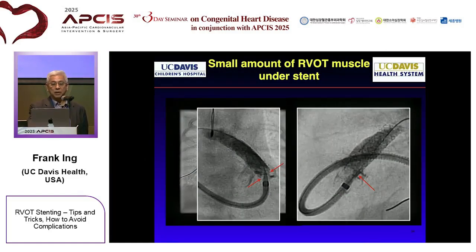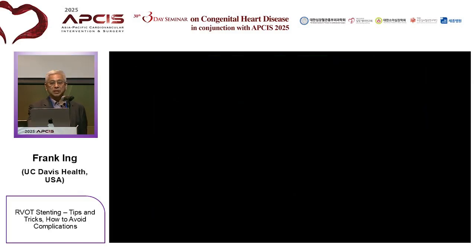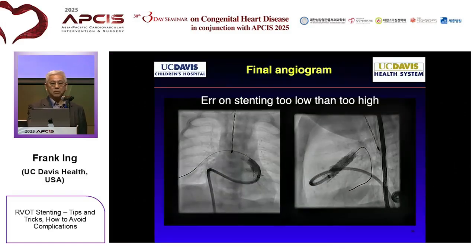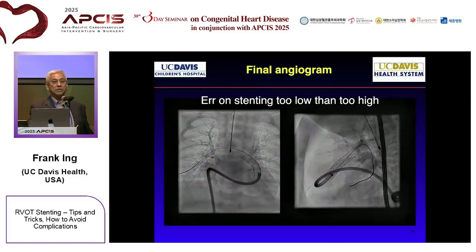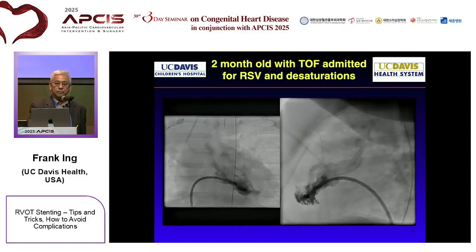Again, you notice in this one, there's a little bit of infundibulum still sitting underneath, and it's really important not to say that it's good enough. Put a second stent in and make sure you cover all that muscle. So I always err on the side of having the stent too low rather than too high.